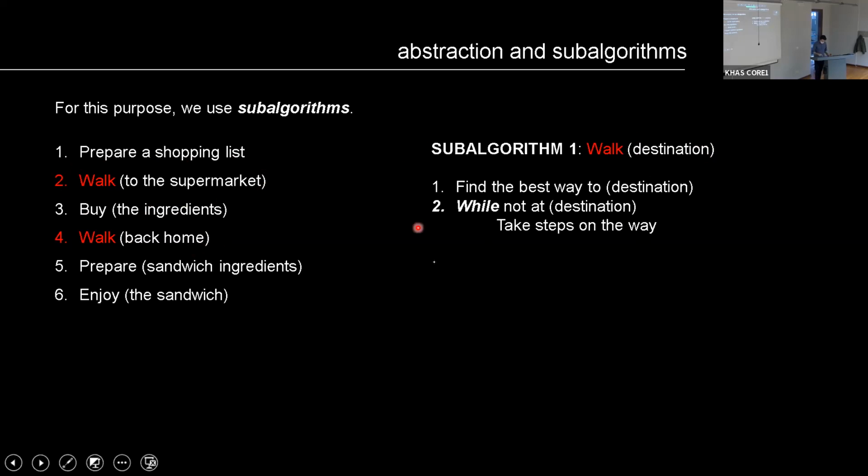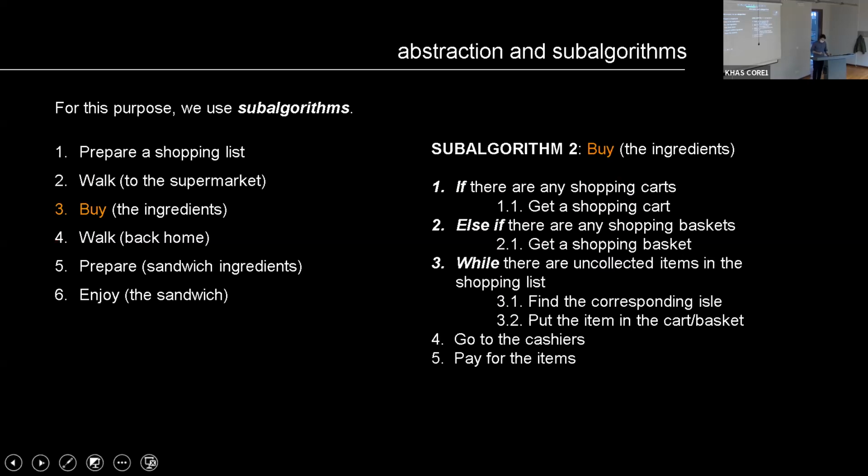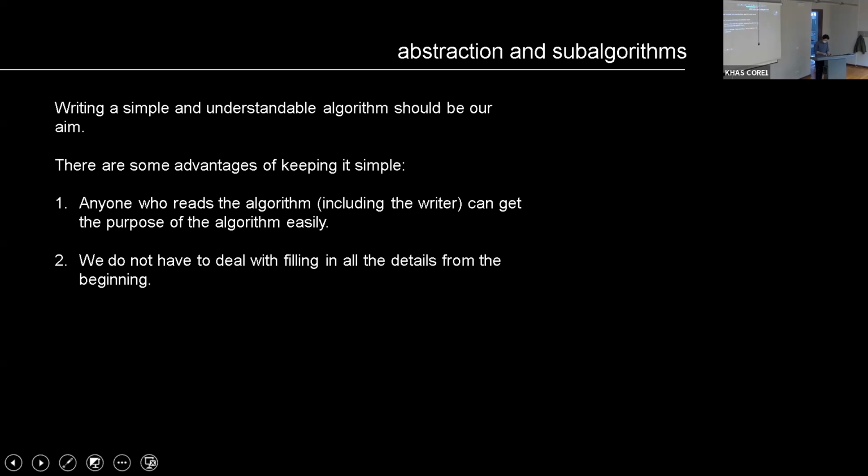So the sub-algorithm walk could look something like this. Find the best way to destination, while not at destination, keep taking steps on the way. We could also do the same thing for the buy function here. I mean, we had this simple algorithm, but we could even further define buy. And you will remember this piece of pseudocode from a couple of slides back. Look, it was already here.